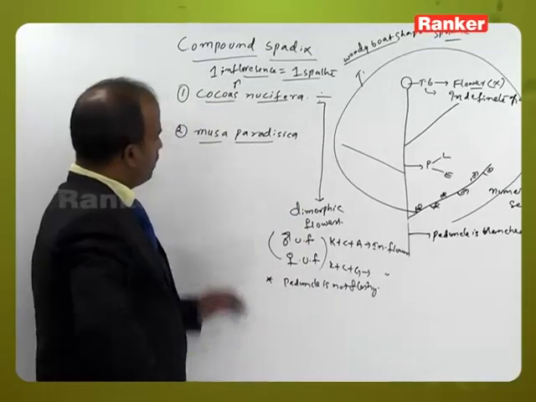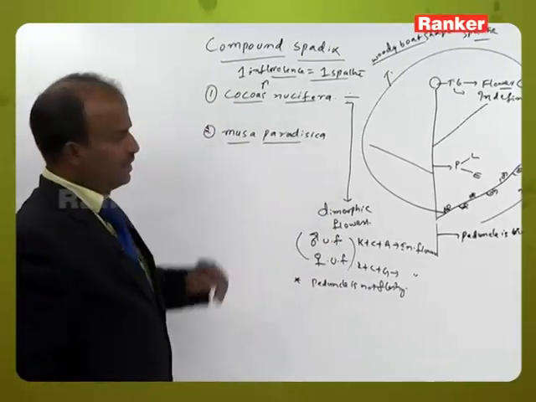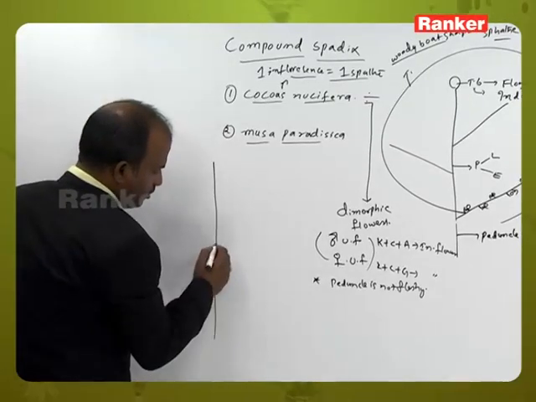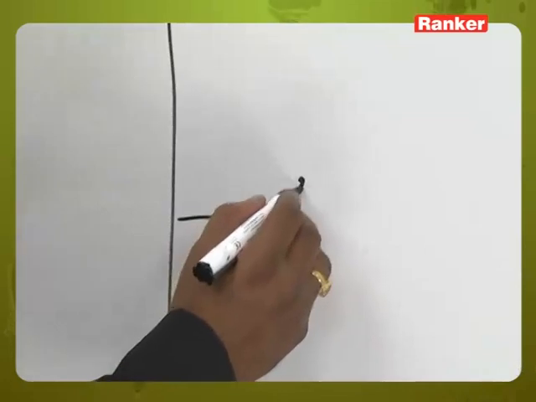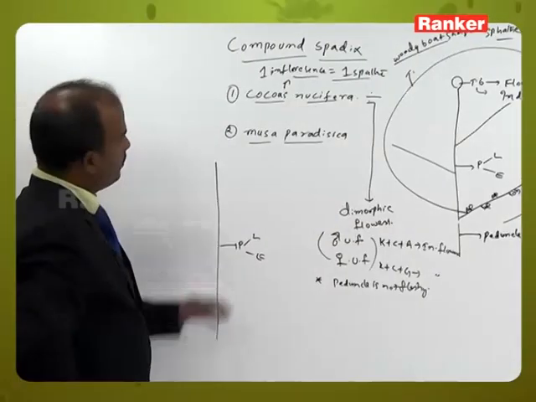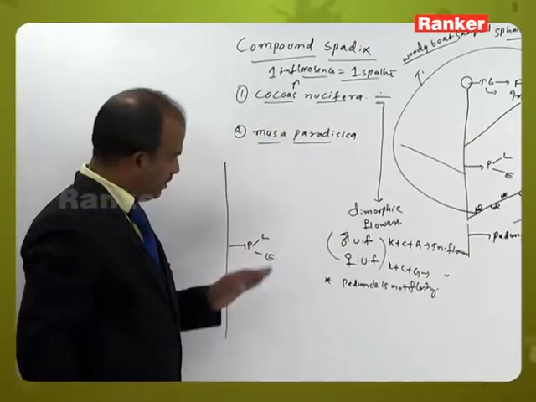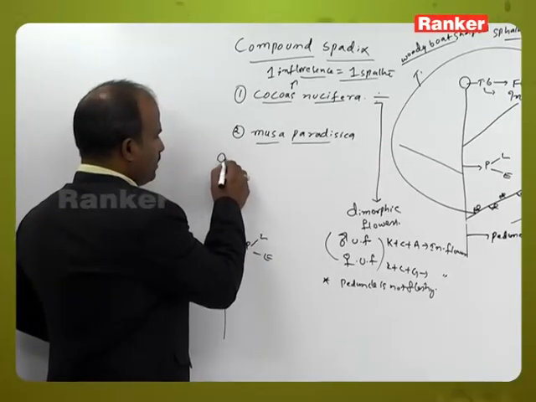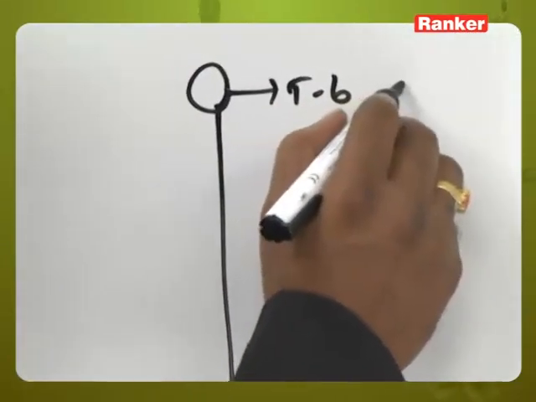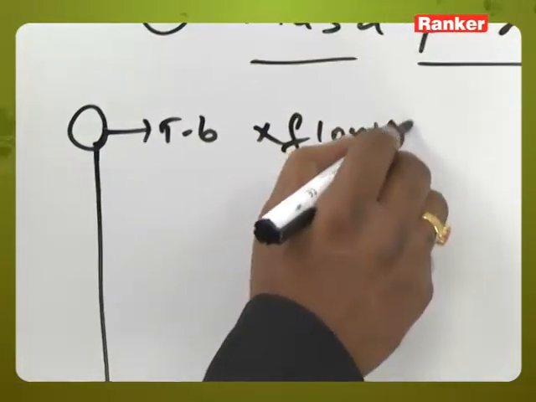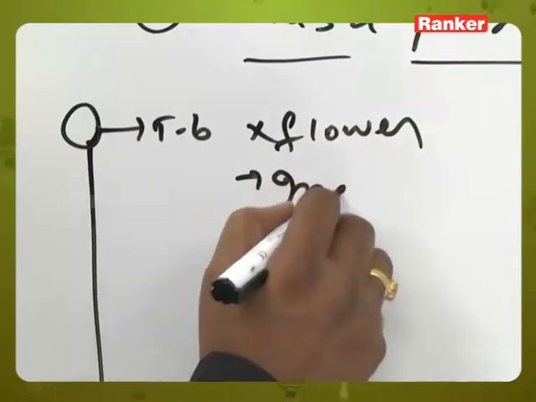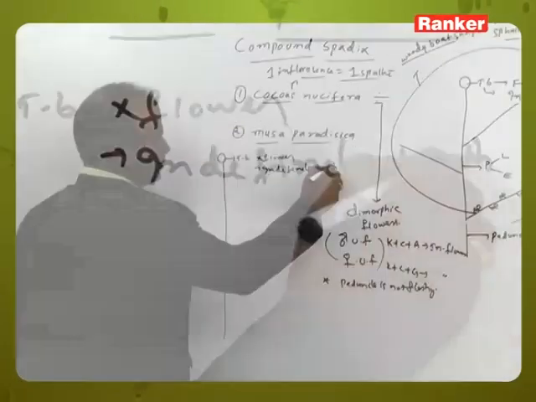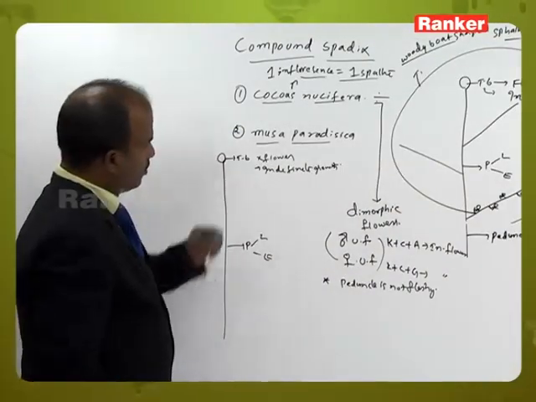But when we are moving towards Musa paradisiaca, here also the peduncle is long elongated. Whereas the terminal bud of the peduncle does not terminate into a flower. So it shows indefinite growth.